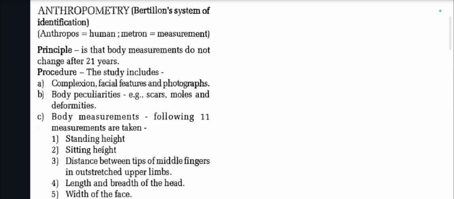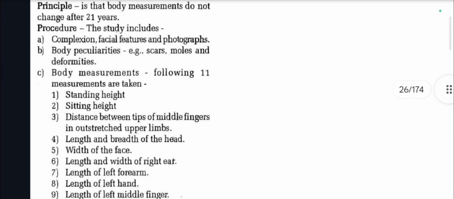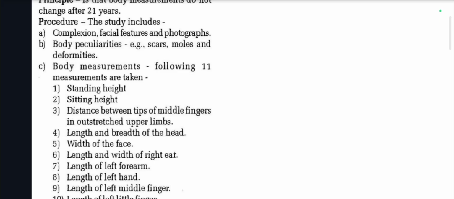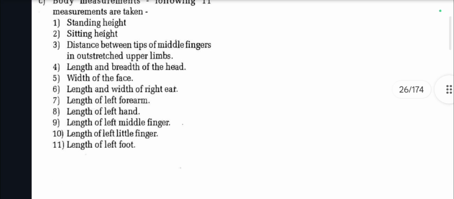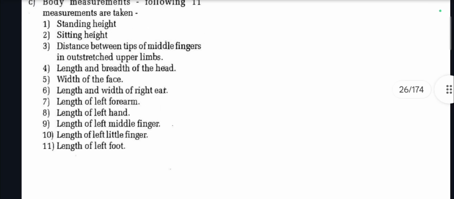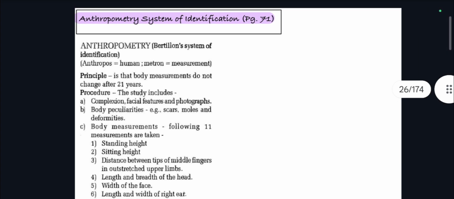The study includes complexion, facial features and photographs. Number 2, body peculiarities like scars, moles and deformities. Number 3, body measurements. Following 11 measurements are taken. Standing height, sitting height, distance between tips of middle fingers and outstretched upper limbs, length and breadth of head, width of face, length and width of right ear, length of left forearm, length of left hand, length of left middle finger, length of left little finger, length of left foot. So these are the 11 measurements taken in anthropometry system of identification.